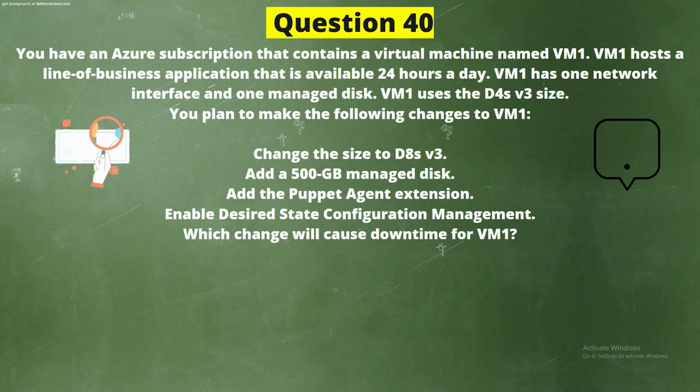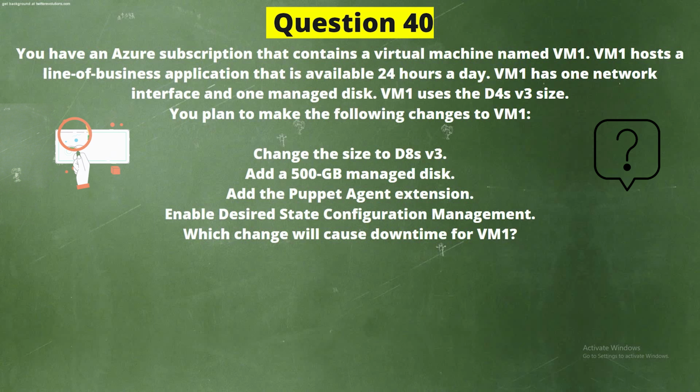Next question. You have an Azure subscription that contains a virtual machine named VM1. VM1 hosts a line of business application that is available 24 hours a day. VM1 has one network interface and one managed disk. VM1 uses the D4s v3 size. You plan to make the following changes to VM1: Change the size to D8s v3. Add a 500 GB managed disk. Add the Puppet Agent extension. Enable desired state configuration management. Which change will cause downtime for VM1?